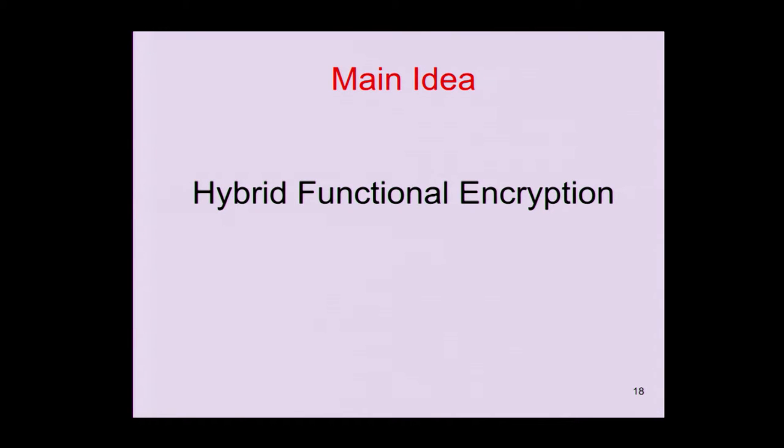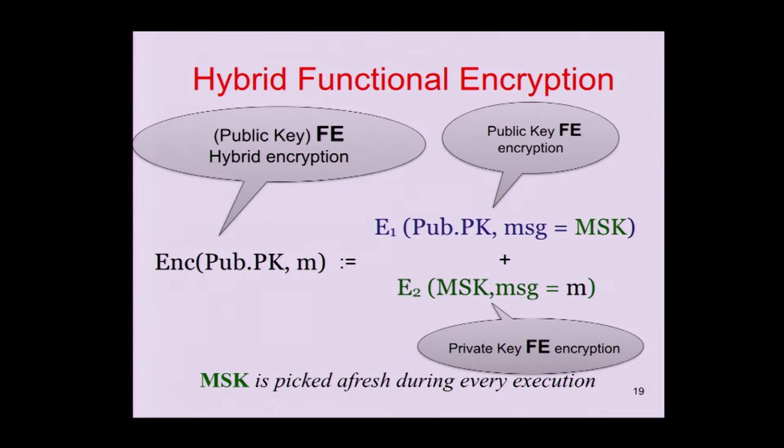Okay. So we show how to adapt this technique in the context of functional encryption. What do I mean by that? I'm going to adapt the same sort of scheme we had, but in the context of FE. So I'm just going to replace the public key encryption scheme by a public key FE scheme. Okay? And correspondingly, I'm going to replace this by a private key FE scheme. Okay? And the resulting hybrid FE scheme would be public key.